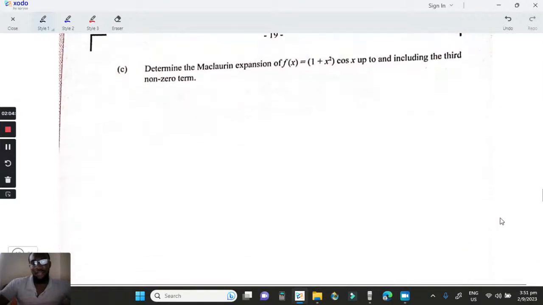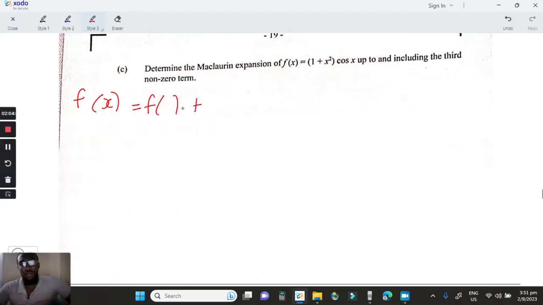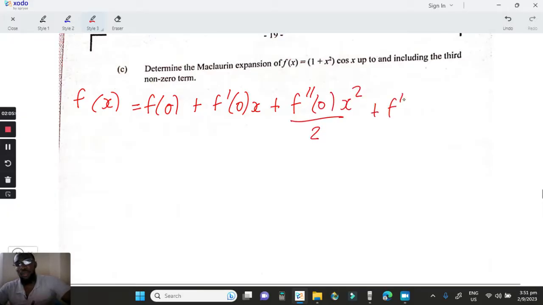5 easy marks. Now it says determine the Maclaurin expansion for this, up to, okay, so Maclaurin. First thing before we do the question, write down the Maclaurin formula. The Maclaurin formula for a function f of x is f of 0 plus f prime of 0 times x plus f double prime of 0 x squared over 2 plus f triple prime of 0 x cubed over 6. That's the formula we're going to use.